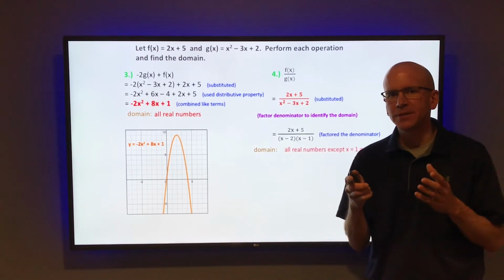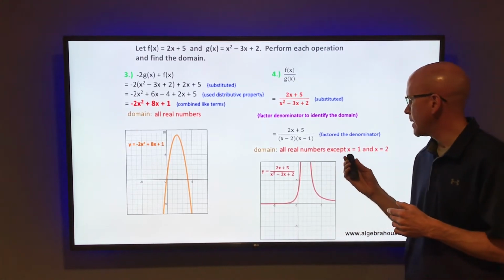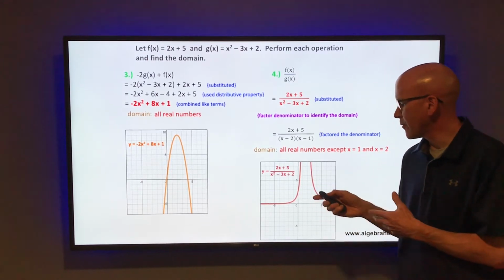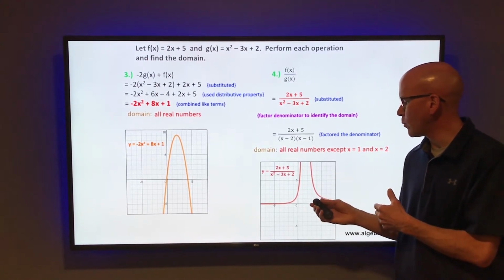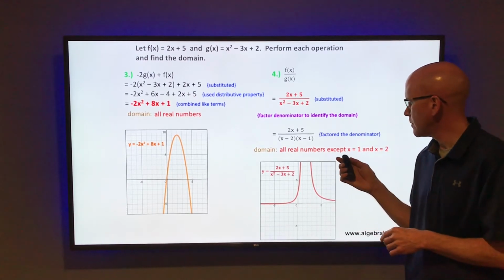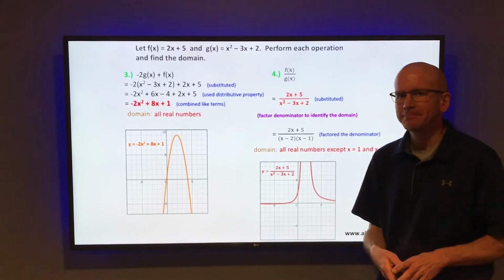So x cannot be equal to 2, and x cannot be equal to 1. So the domain would be the set of all real numbers except x cannot be equal to 1 and x cannot be equal to 2. Now the graph of that, you can see that graph does not hit 1 nor does it hit 2 on the x-axis because those are excluded from the domain.